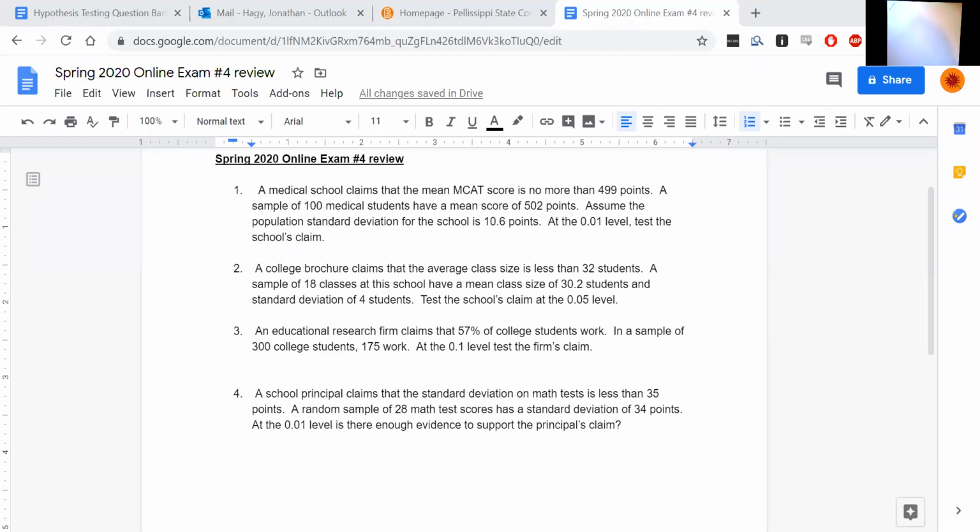Okay, let's look at a couple more examples of hypothesis testing. Number one, a medical school claims that the mean MCAT score is no more than 499 points. A sample of 100 medical students has a mean score of 502 points. Assume the population standard deviation is 10.6 points. At the 0.01 level, test the school's claim.